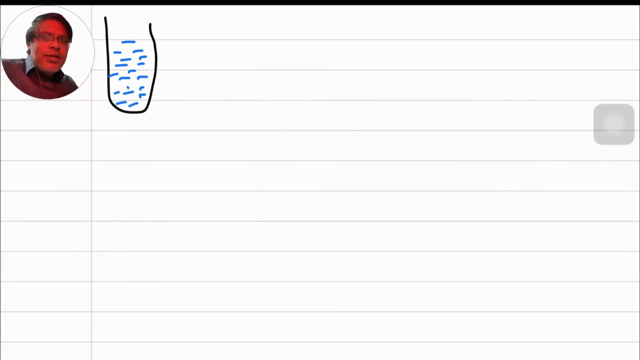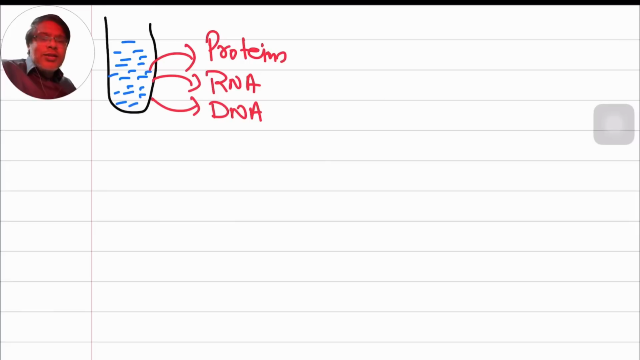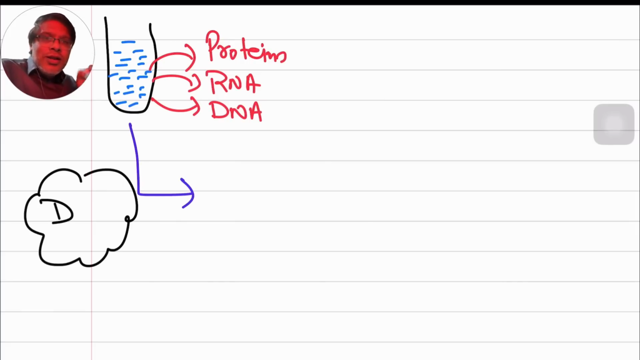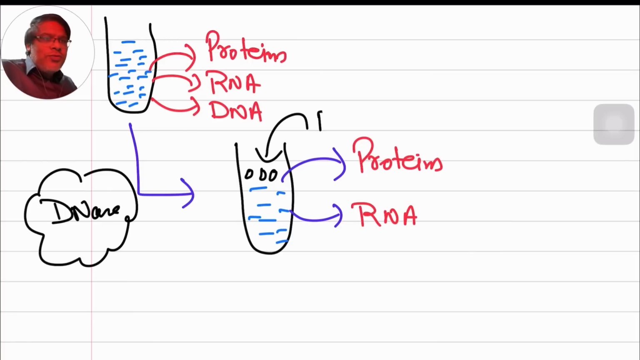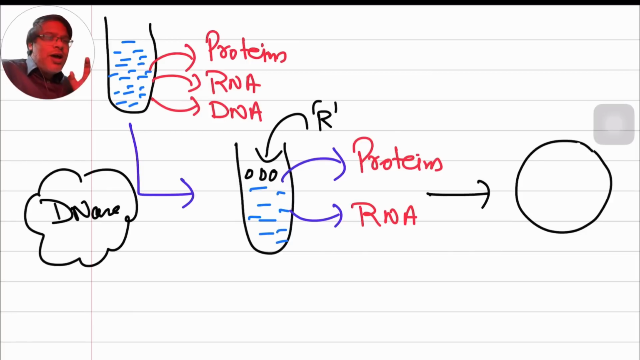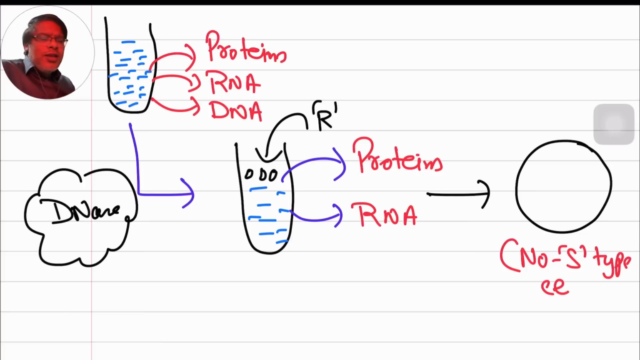Now they did the experiment in another way. They took the extract and treated it with DNase. DNase is the nuclease which will specifically degrade the DNA. So here, you are going to have the extract which has proteins and RNA. And to this extract, when they added the R bacterial cells, they found no transformation occurred. So in absence of DNA, R bacterial cells did not get transformed into S bacterial cells.